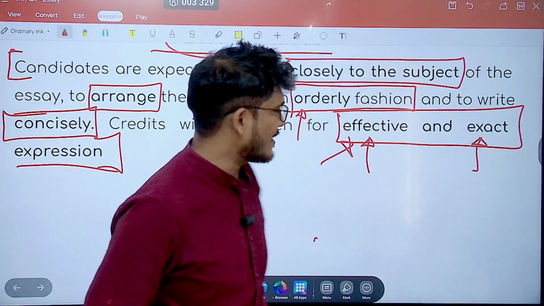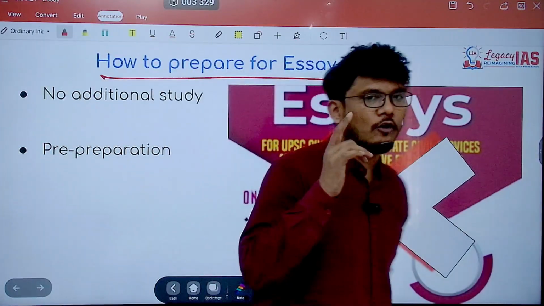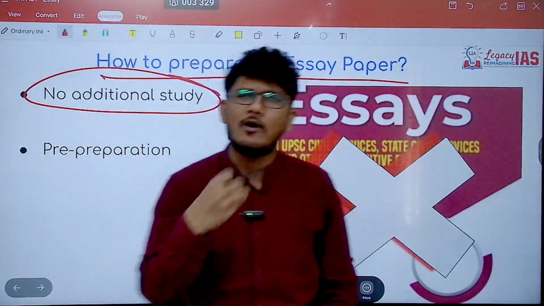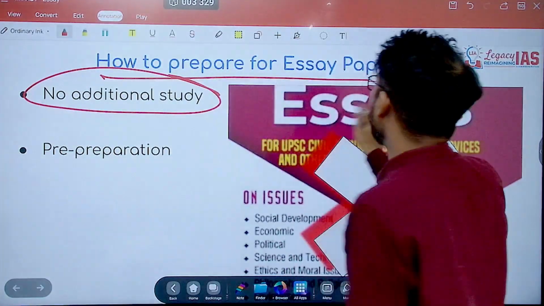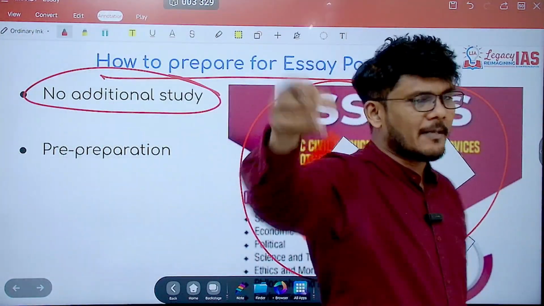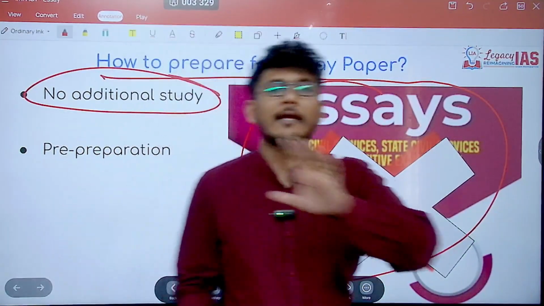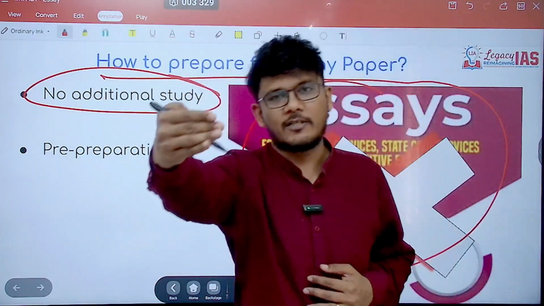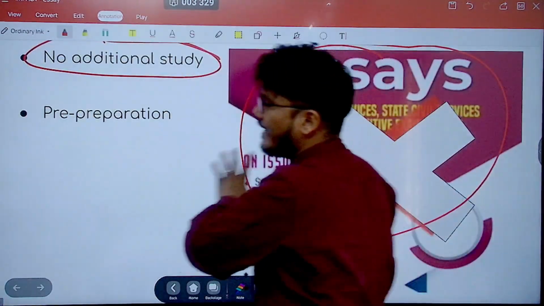Having said that, how to prepare for the essay paper is also a very important question. So first thing, no additional study is required, meaning you are not required to read any additional book, specifically these kind of books which talk about top 100 essays, top 150 essays, essays by different people, 100 essays to improve UPSC essay writing. It does not help. If you actually look at these essays, and after this session, see what kind of essay you will write, trust me, your essays would be way better than any of the essays written over here.